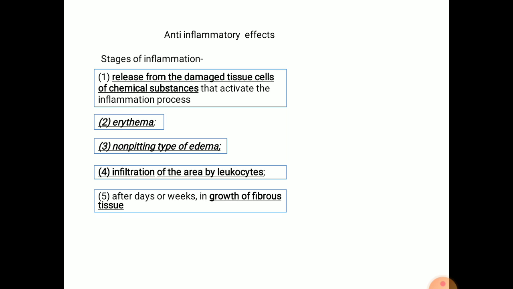fifth, after days or weeks, there is the ingrowth of fibrous tissue that often helps in the healing process. So these are the 5 basic stages of the inflammation.